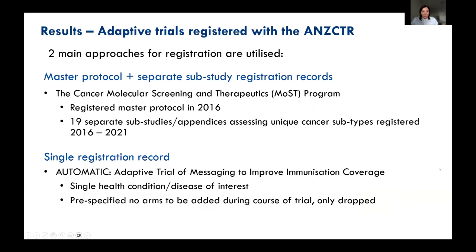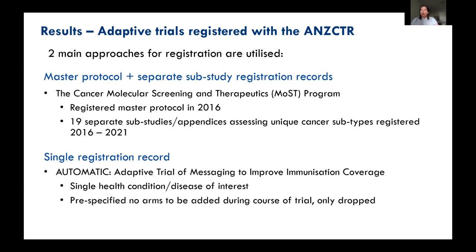So why do we have these 2 different approaches for registration? Well, not all adaptive trials follow the same design, so we can't provide a one-size-fits-all approach to registering these studies, and we want to make sure that the information provided within a record firstly meets the minimum requirements of the WHO, but is also useful and understandable for potential participants who are looking for these studies.